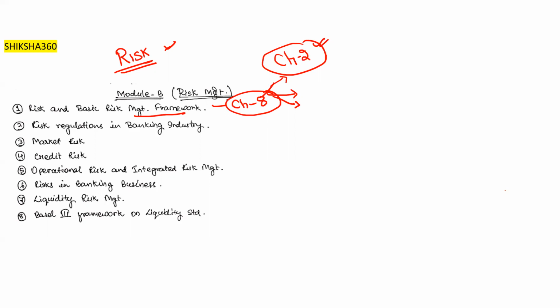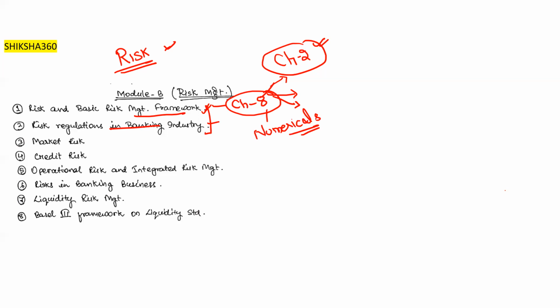After that, we have to understand risk regulation in the banking industry. Next, we have to discuss one by one. These are theoretical topics, and in this topic we will discuss some numericals. Those numericals will be asked in the examination also. From chapter number 8, we will discuss some numericals, and they are very, very important from the examination point of view.